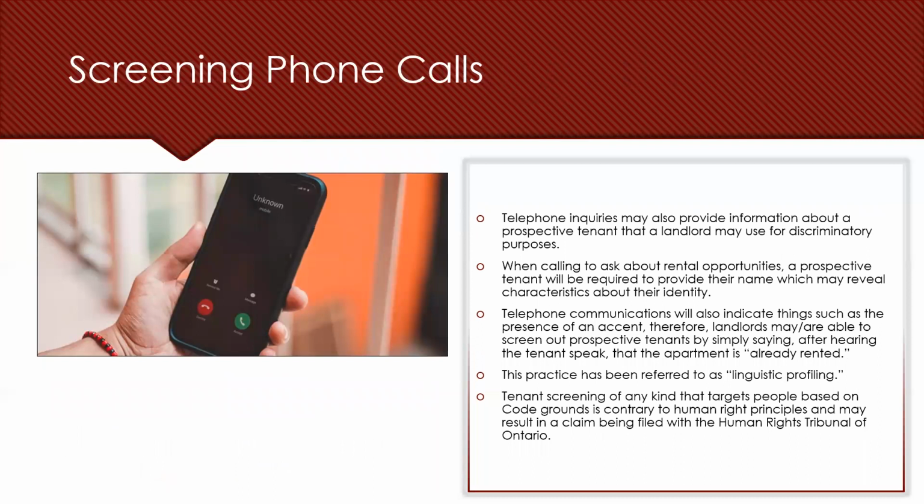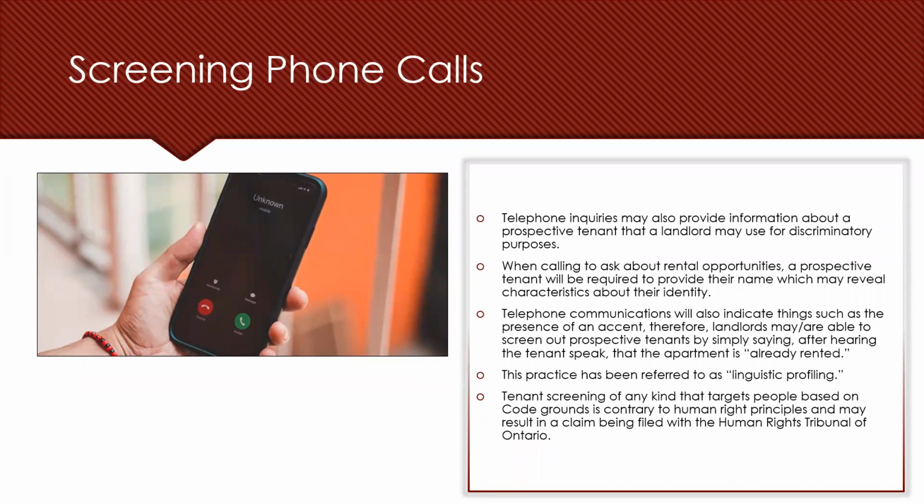Screening phone calls is obviously a part of the business. People call, talk about their ad. So what do you need to be aware of when you're screening potential tenants over the phone? When people are asking about being a prospective tenant, their name can reveal characteristics about their identity and whether or not they belong to a code ground.